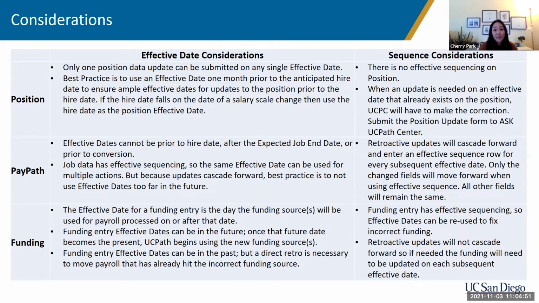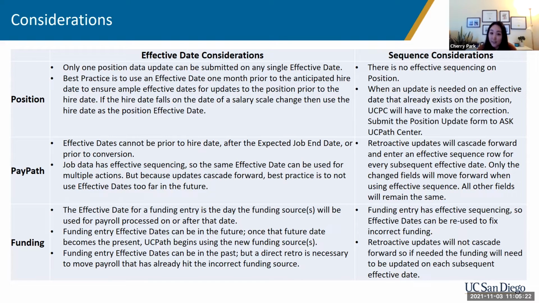Funding. The effective date for funding entry is the date the funding source will be used for payroll processed on or after that date. Funding entry effective dates can be in the future. Once that future date becomes present, UCPath begins using the new funding source. Funding entry effective dates can be in the past, but a direct retro is necessary to move the payroll that has already hit the incorrect funding source.